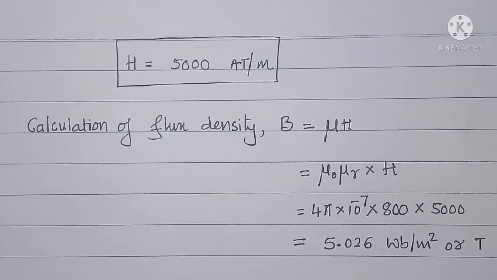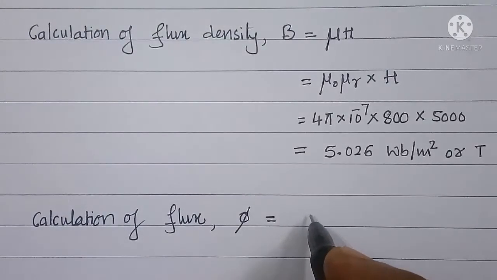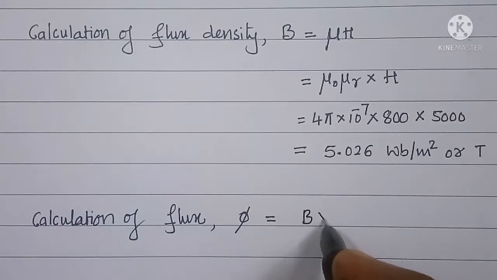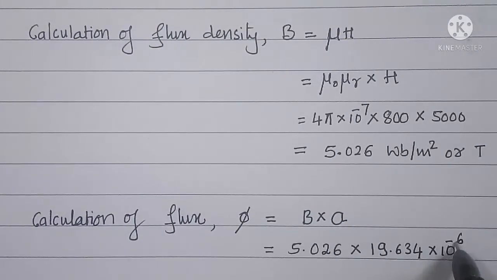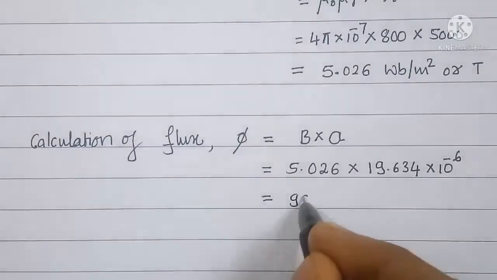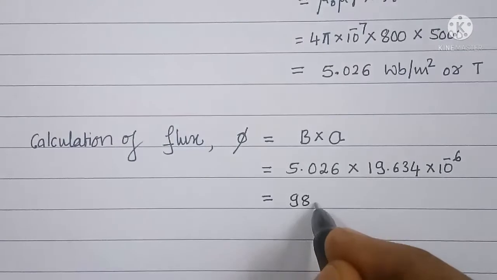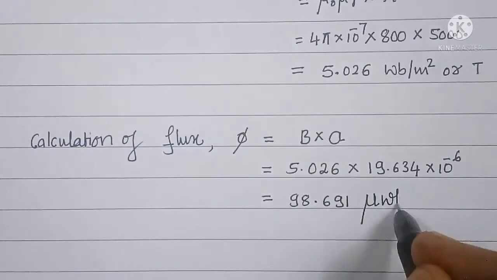Next we will calculate flux setup in the magnetic circuit. Calculation of flux phi. We know the relation between flux and flux density, that is flux is equal to flux density into area of cross section, that is 5.026 into 19.634 into 10 to the power minus 6. On simplification we get 98.691 microweber.